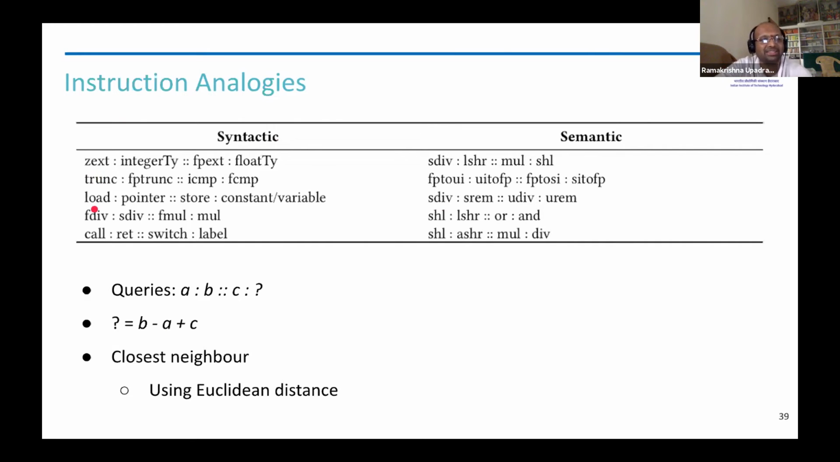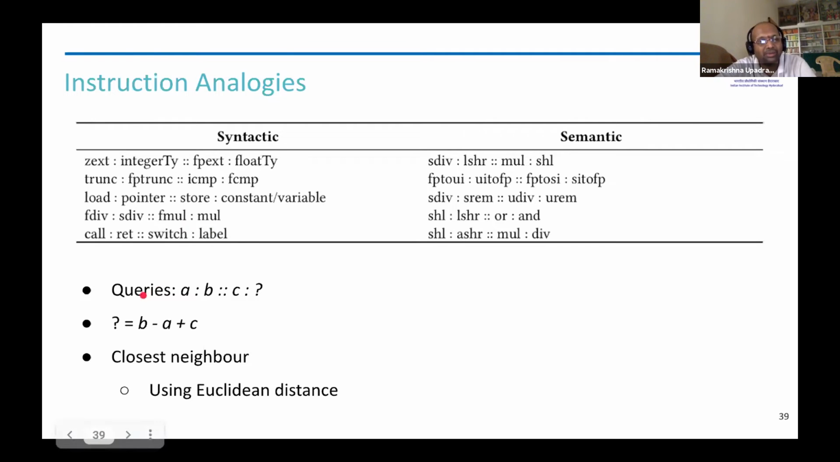Let's take a simple example. FDiv, floating point div, is to normal division. Then multiplication is to what? If you ask it, somehow it is learning that integer multiplication comes here. But this is syntactic. For example, you can have call is to return. In a program, call is to return, then switch is to what? Then switch is to label. Switch has a label here.